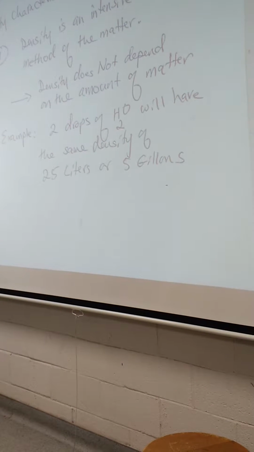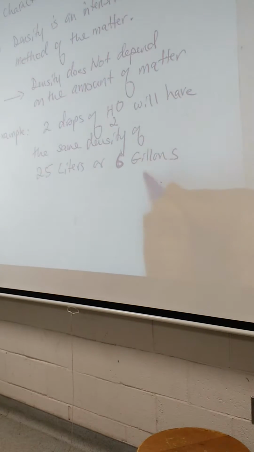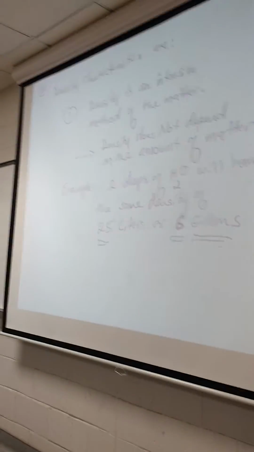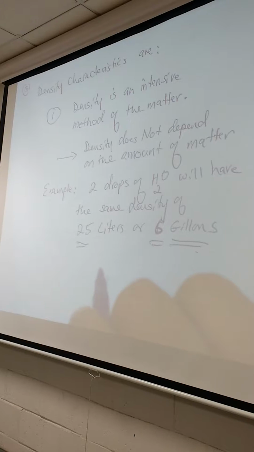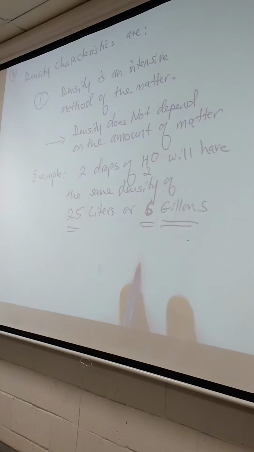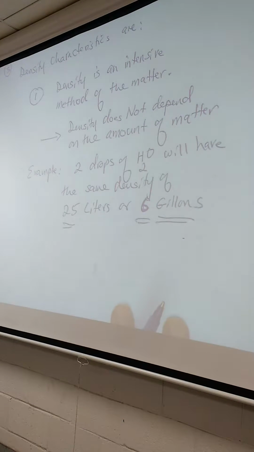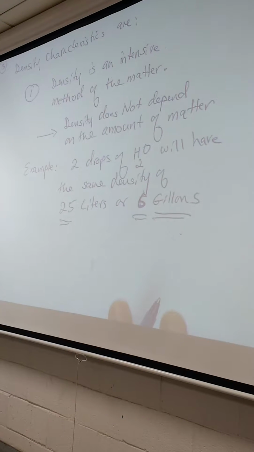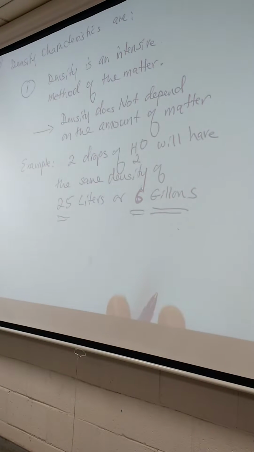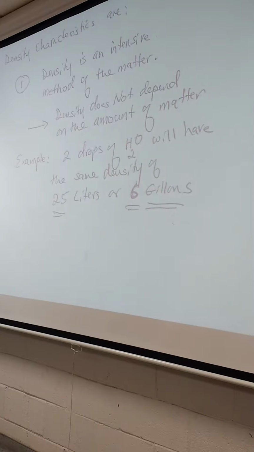Or 5 gallons, so about 6 gallons. So here, whether you have 6 gallons or 25 liters or 2 drops, the density of H2O remains the same. It does not depend on the amount you are using. Whether you have a large amount or small amount, the density does not change. And this is characteristic for the density, and every physical property of matter that is really intensive means it does not depend on the amount. And there are a lot of other physical properties, correct?